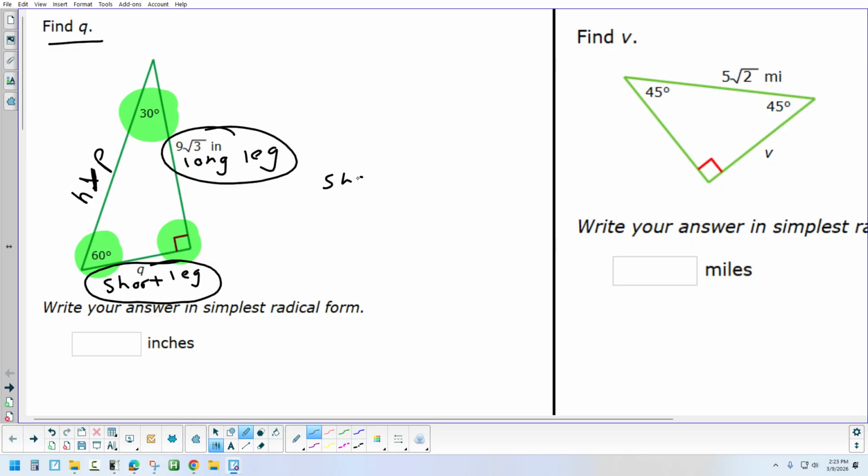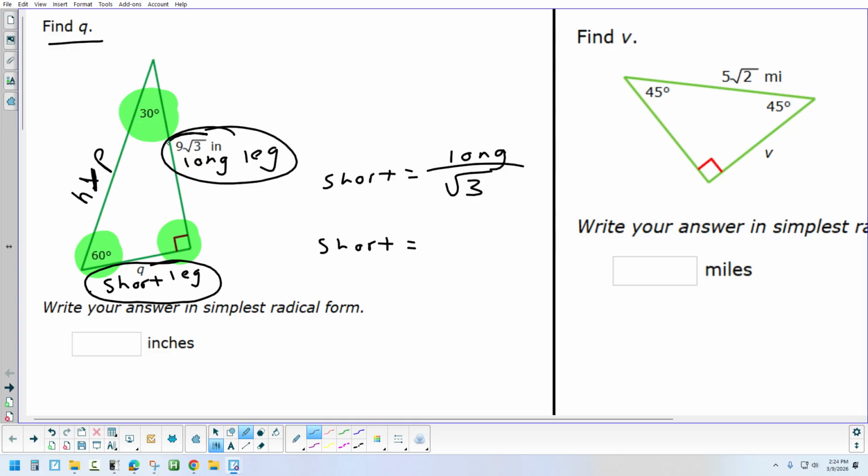So short equals long divided by square root of 3. Now we're going to fill into that formula what we know. Do we know the short leg? No, that's the whole goal. We're trying to find the short leg. Okay. Do we know the long leg? Yes. How long is that? 9 and the square root.